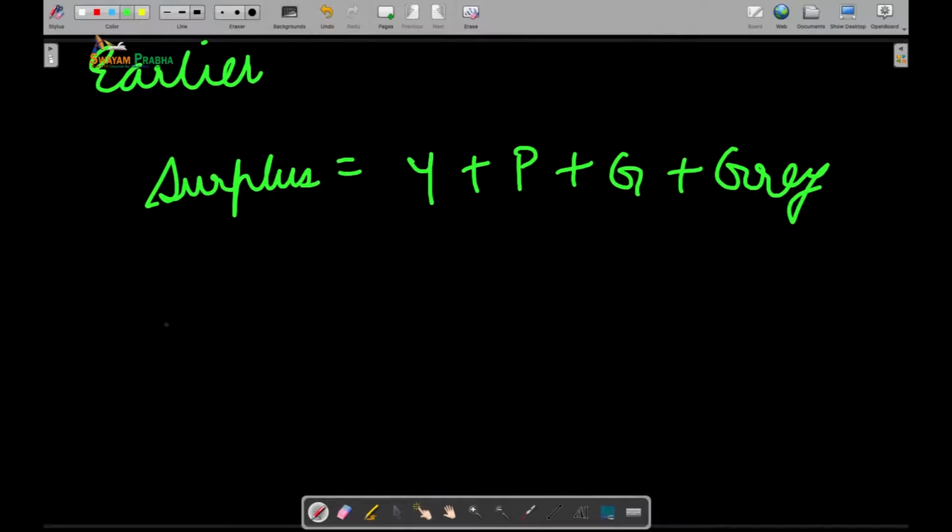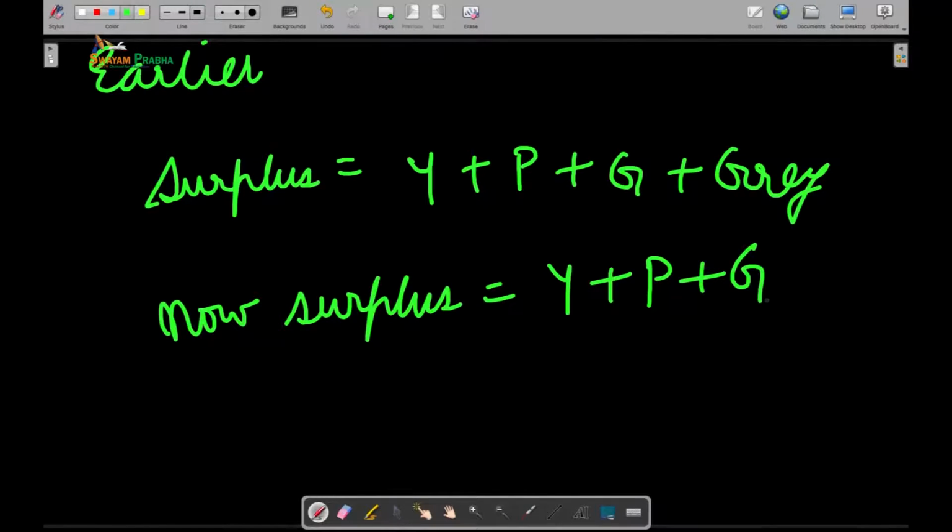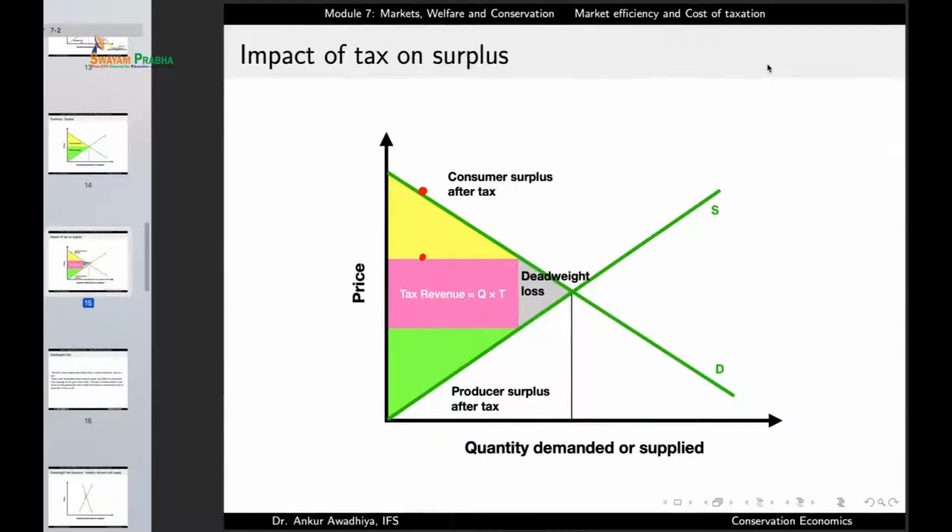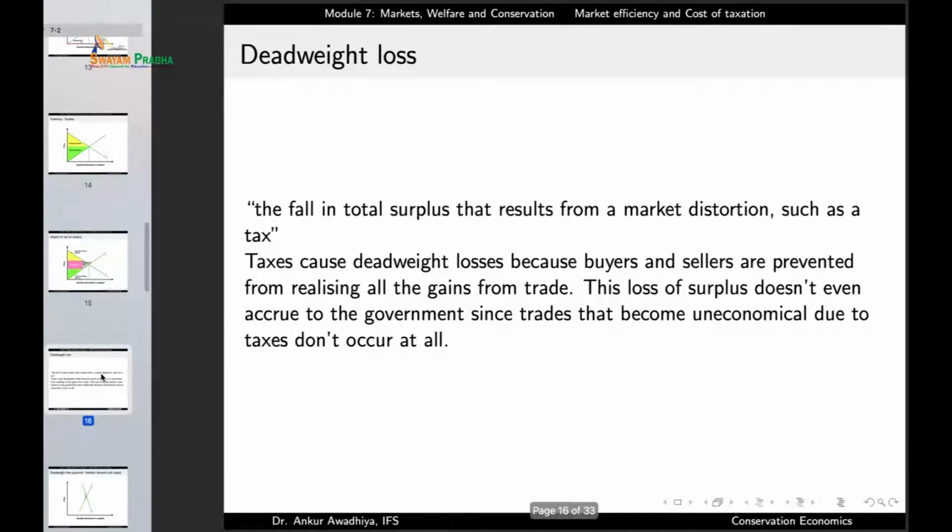So now the surplus is equal to yellow plus pink plus green, which means that this gray portion that was earlier a part of the surplus is now no longer a part of the total surplus. Because this gray portion is neither a part of the consumer surplus, nor a part of the producer surplus, nor a part of the tax revenue. So there is a reduction in the total surplus. There is a fall in the total surplus that results from a market distortion such as taxation.